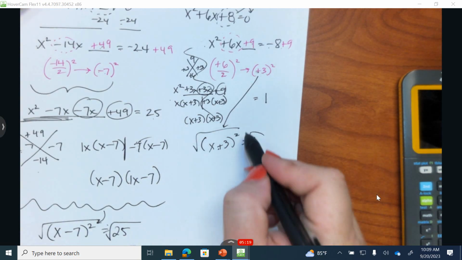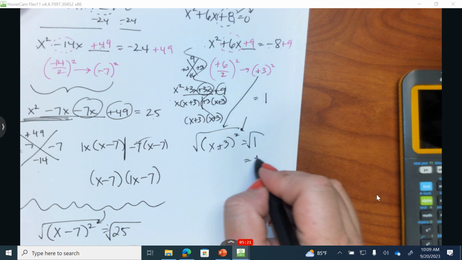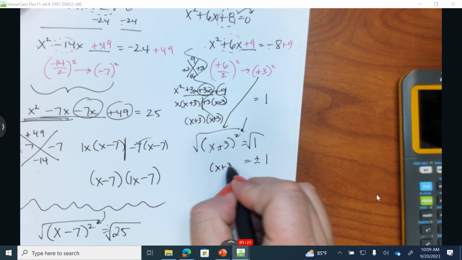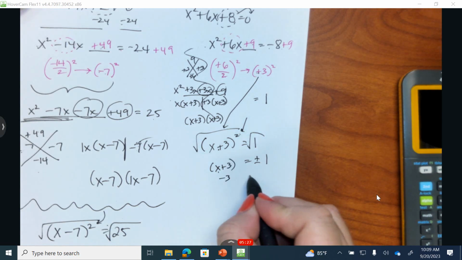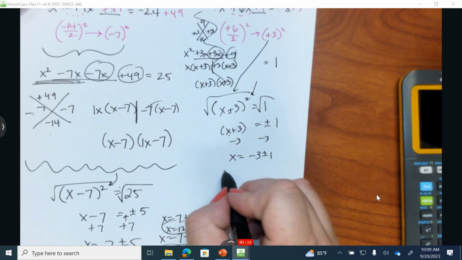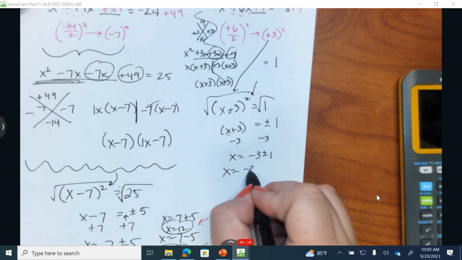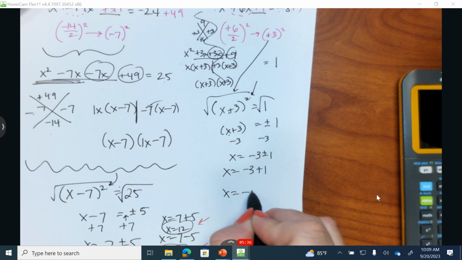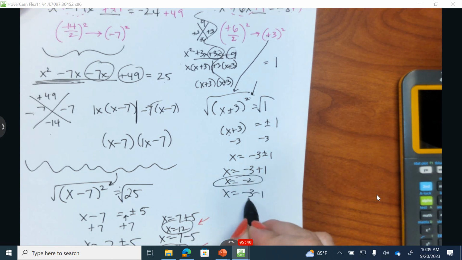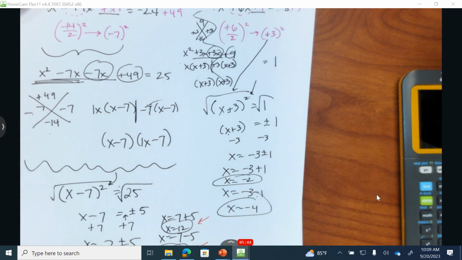Okay, let's solve for x to find the solution. I'm going to have two answers. On the opposite side, I put a plus or minus. The square root of 1 is 1. Now let's isolate the x. Minus 3, minus 3. So I have x equals negative 3 plus or minus 1. One time I'm going to add. One time I'm going to subtract. What does that mean? Negative 3 plus 1 is negative 2. Negative 3 minus 1 is negative 4. These are my two solutions.